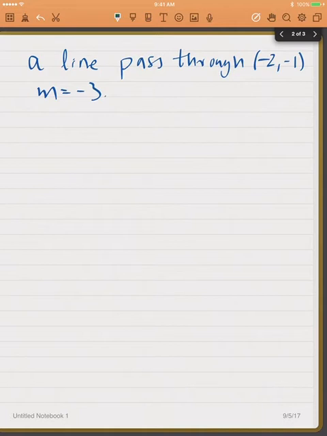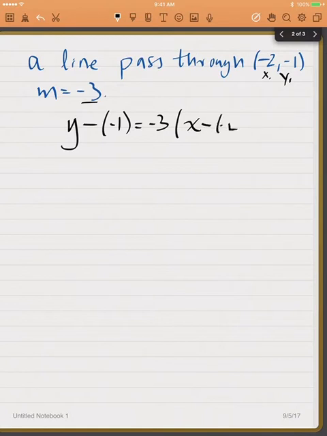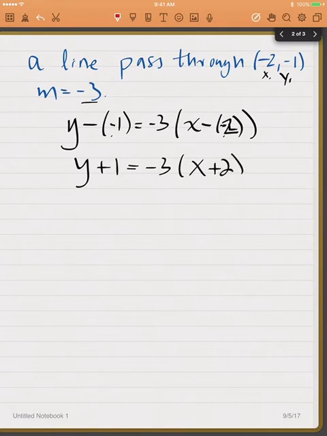So I'm going to go straight into just plugging it in. So I'm going to have y minus my y1. This is x1, this is y1. So -1 equals m, which is right here, -3, parentheses x minus x1. x1 is -2. You'll notice whenever you have a negative for your x1 or y1, they're always going to become positive, right? A negative and a negative gives me a positive. Bring down the -3, bring down the +2, and we go ahead, distribute out.